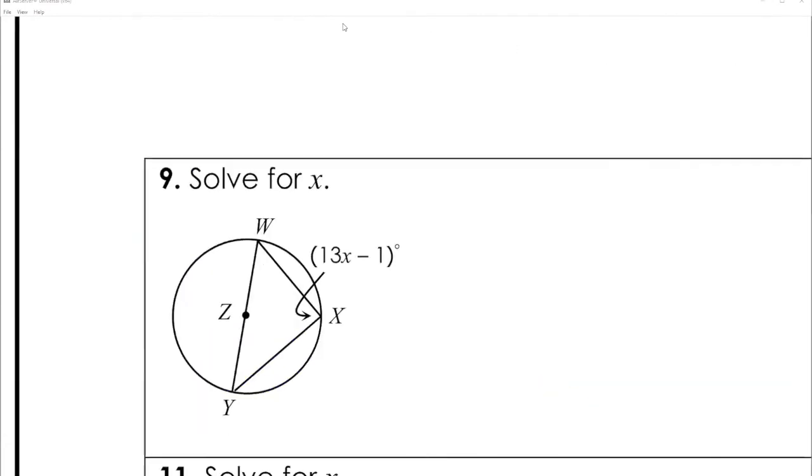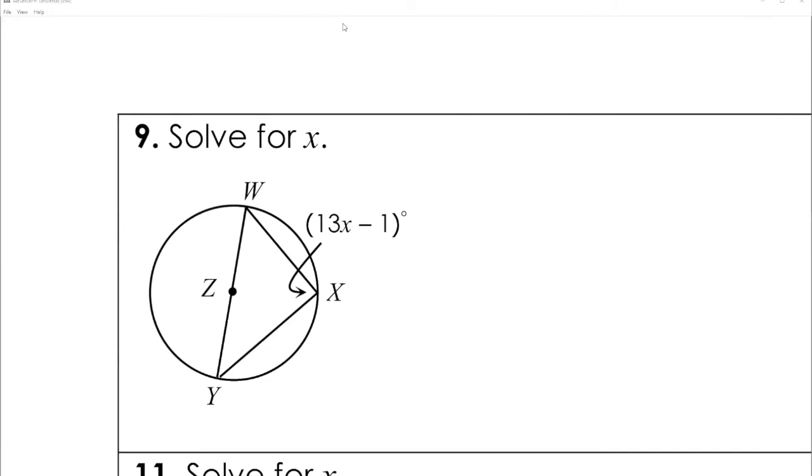Number 9. Solve for x. We don't know any of our arcs. We don't know any of them. It's almost like they don't want us to use those arcs. They want us to use a different rule. WY is a diameter. And since we've got an inscribed angle intercepting a diameter, it has to be a right angle. Inscribed angle intercepting a diameter has to be a right angle.